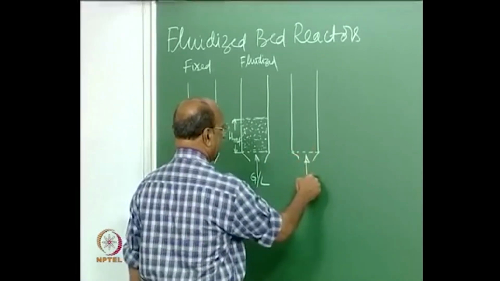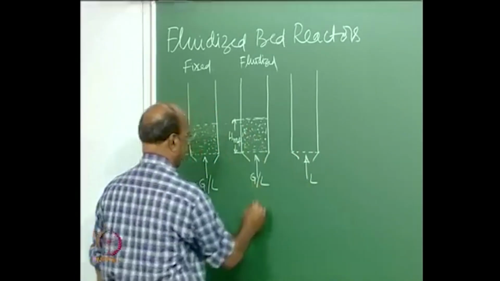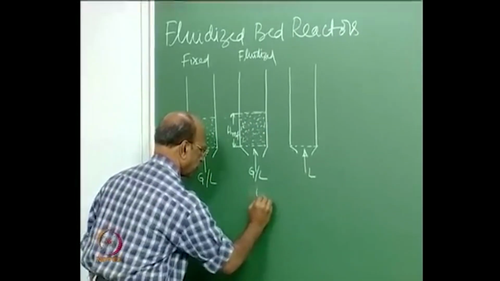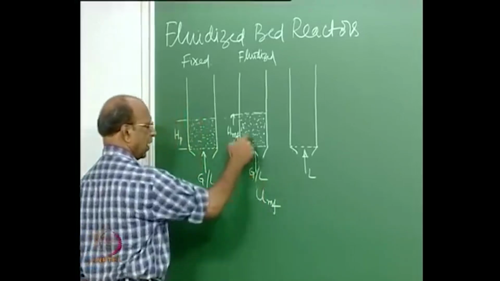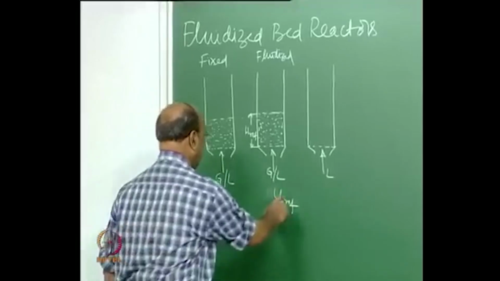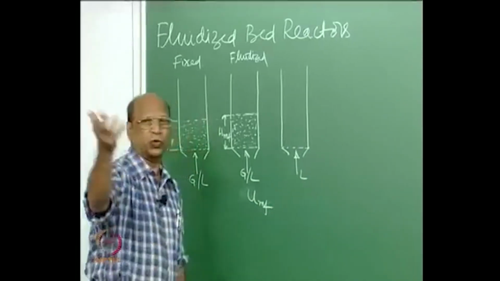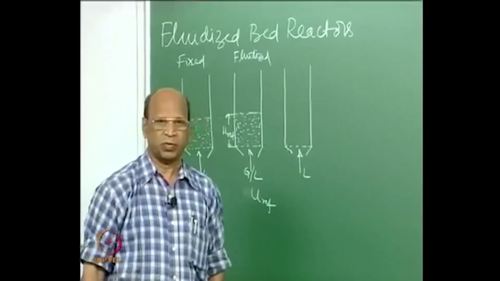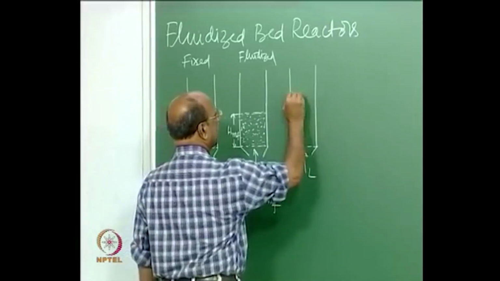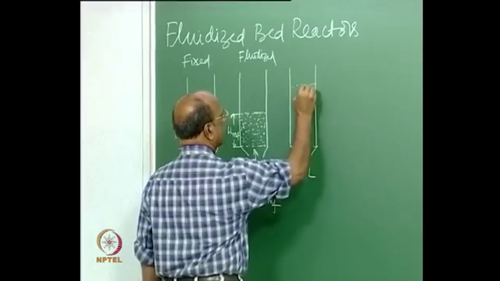If I take liquid, at this point I can also say that I have UMF, the velocity corresponding to the minimum fluidization condition. Beyond this, let us say I am using 2.5 times or 3 times UMF. Then, beautifully, the bed expands in the presence of liquid.